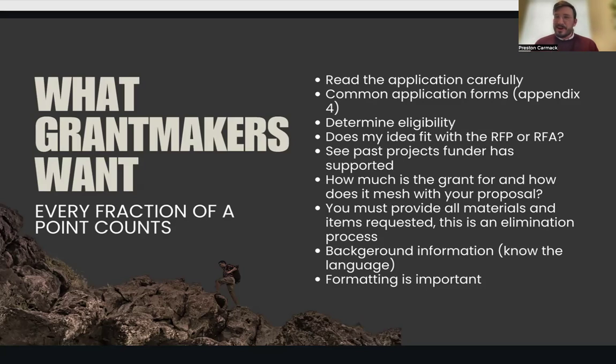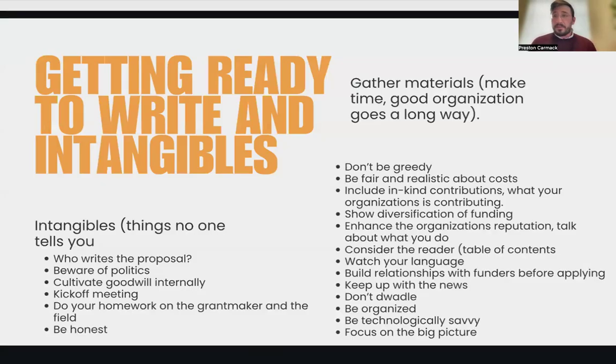Sometimes I've been pleasantly surprised, but usually that's the case. Background information. So know the language of the organization that you're applying to. If they have certain terms that they're using in their work, try to incorporate that in the grant writing process, right? And then formatting is important. They're going to be looking again for any reasons to disqualify you.